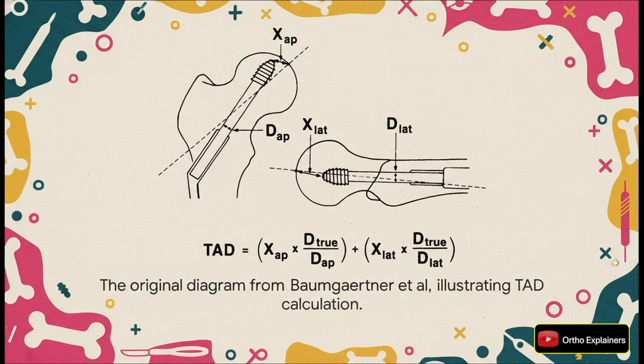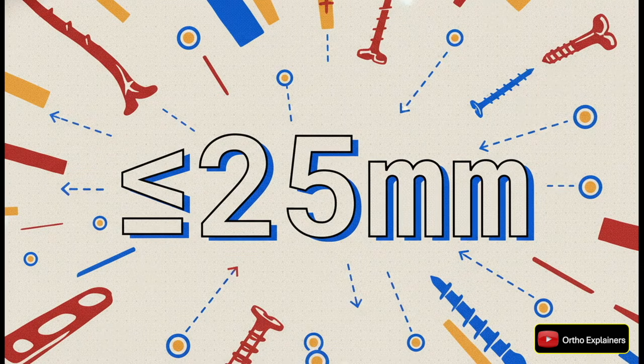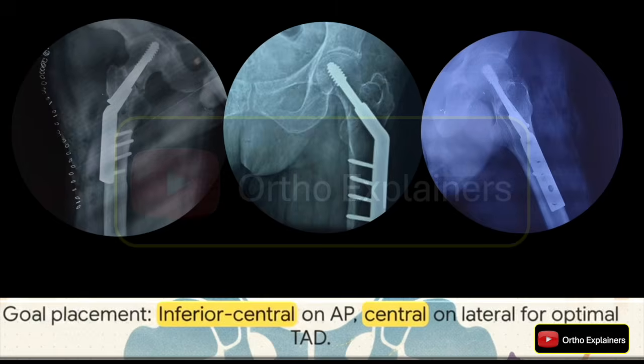This is a critical measurement. We should all be calculating and documenting it for every single case. So what's the magic number? Well, the evidence is pretty clear. Your tip apex distance has got to be less than or equal to 25 millimeters. Hitting that target has been shown over and over to dramatically reduce the risk of lag screw cutout. To be honest, most of us who do a lot of trauma will aim for even less than 20. Now this radiograph is what you're aiming for. This is the money shot.